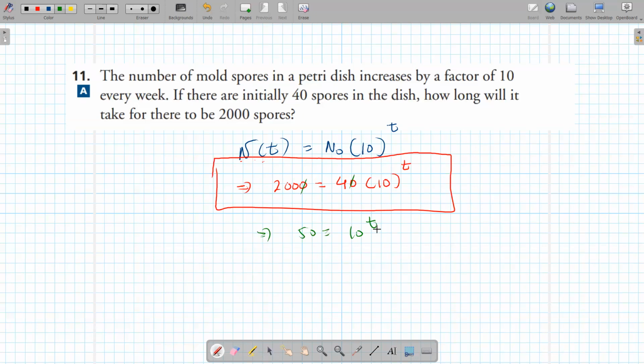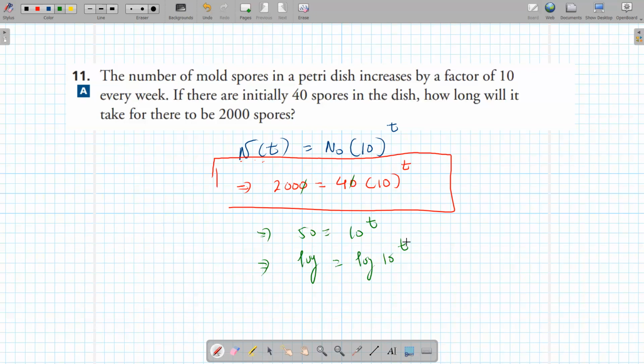Do you use logs? Yeah, you use logs. We can't write 50 in terms of 10 to the power of something. We can write 10 times 5, but we're trying to write in terms of 10 to the power of something. We can't write 50 like that, so we need to take logs on both sides. So it becomes log 50 equals log 10 to the power of t. What's next? What do we do?